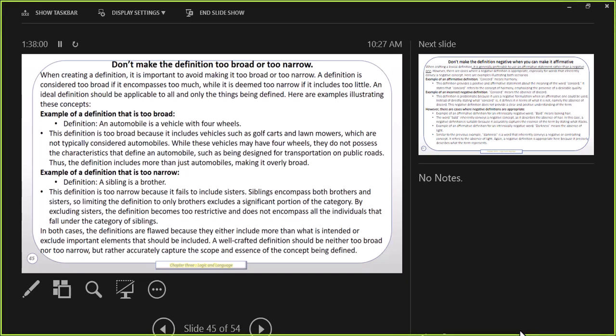The definiens is narrower than the definiendum. Don't confuse a too-broad definition with a too-narrow definition. All you have to do is compare and contrast the definiendum to the definiens. If the definiens contains more than the definiendum, it is a broad definition. If the definiens contains less than the definiendum, it is a narrow definition.